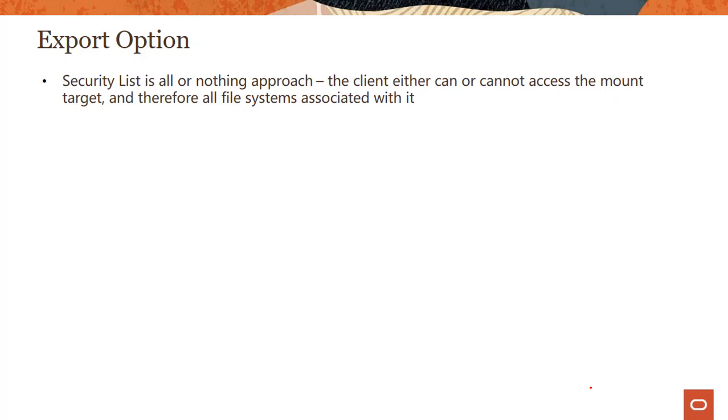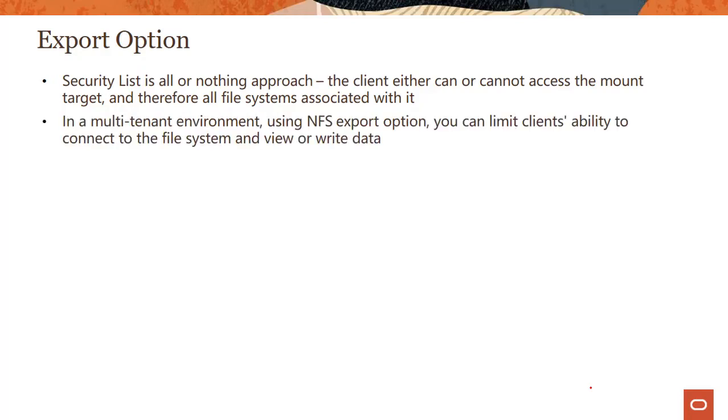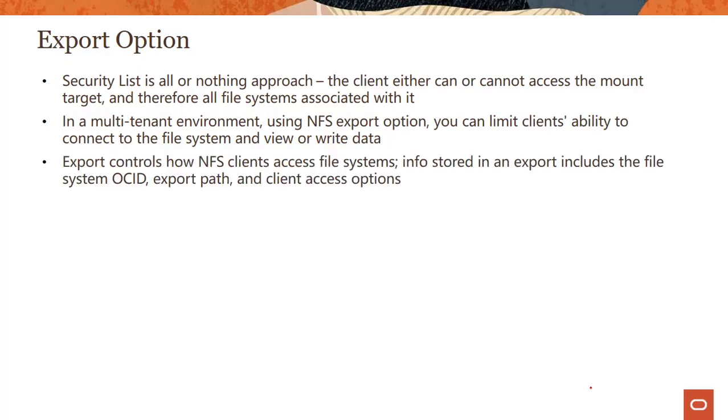What are these? Security list is an all or nothing approach, right? The client either can or cannot access the mount target, and therefore all the file systems associated with it. Pretty straightforward. You write those security lists. If you don't have them, your clients cannot access the mount targets. In a multi-tenant environment, using NFS export options, you can limit a client's ability to connect to the file system and view or write data. And we'll look into more detail as to how this works.